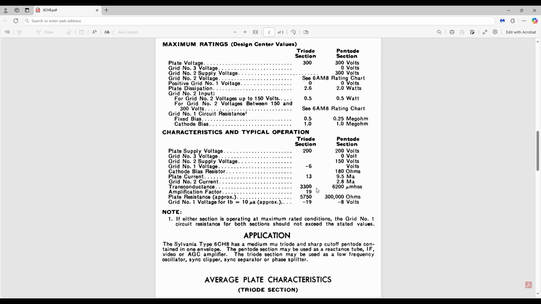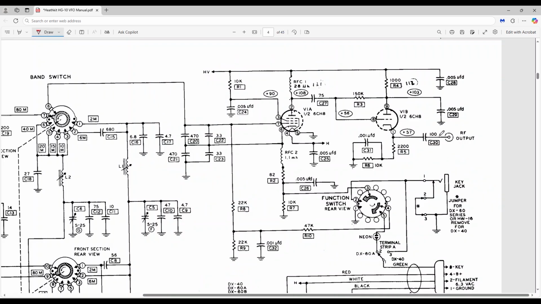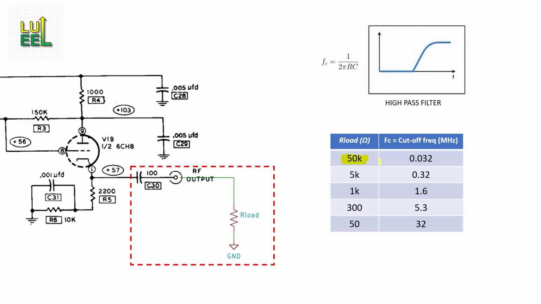So why does Heathkit say to connect more than 50K? I think an important factor here is Heathkit's choice of the DC blocking capacitor on the output, C30. It's 100 picofarads, and together with whatever load resistance you connect, you'll make a high-pass filter. With a 50K load, there's no concern. The filter cutoff frequency would be very low, around 32 kHz, and that's well below the HG10's lowest output frequency.